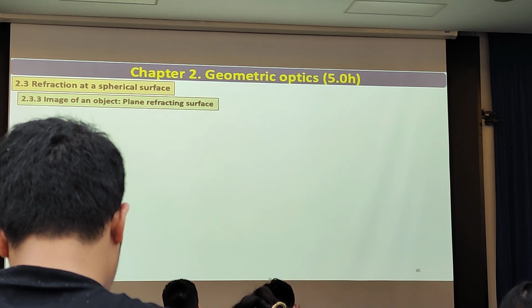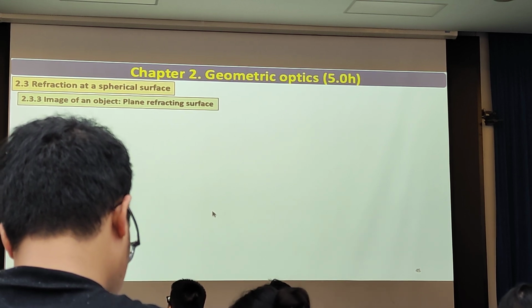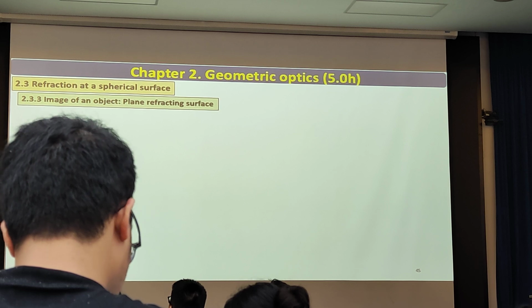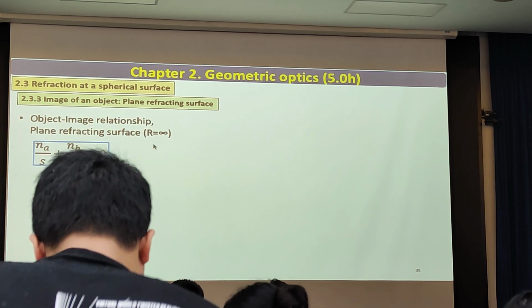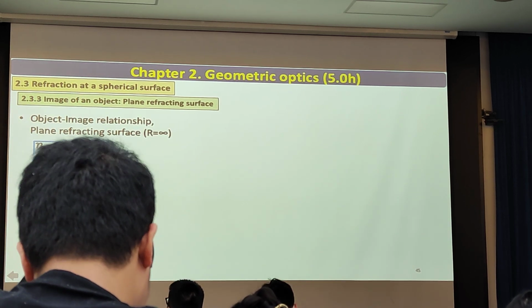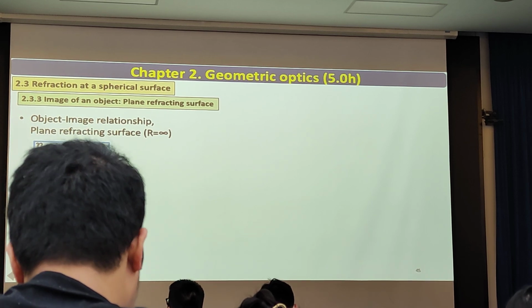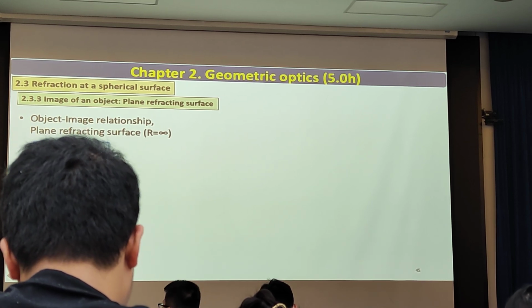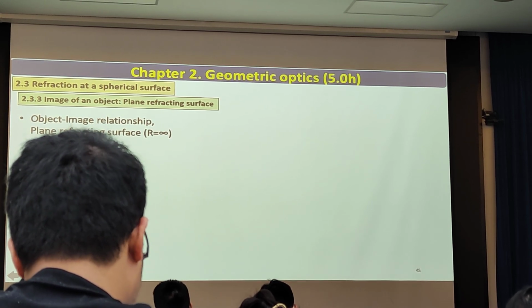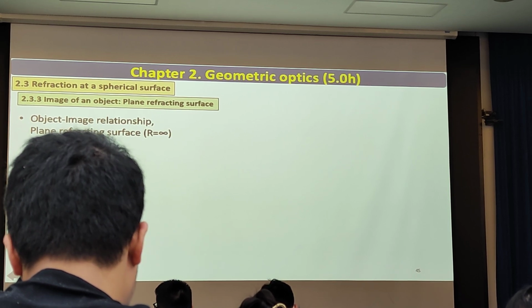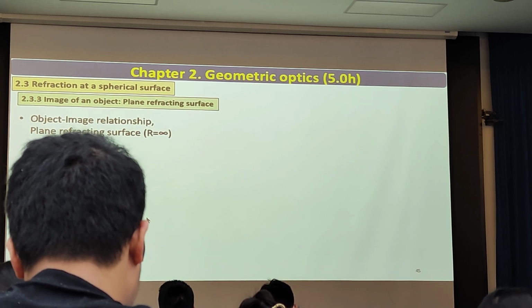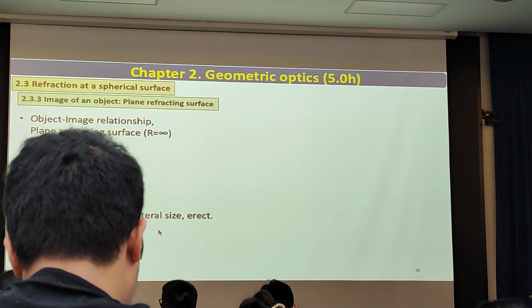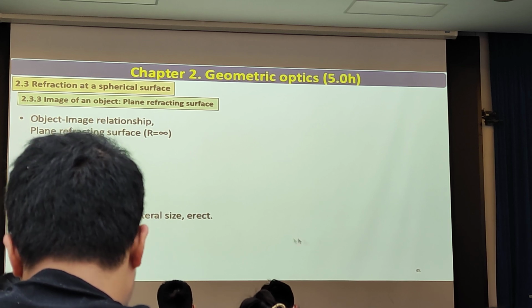Okay. So then we come to the plane refracting surface. So in that case, R goes to infinity. Yes, R goes to infinity. So you will have NA over S plus NB over S prime. Instead of NB minus NA over R, it will go to 0. And then you have M equal to 1. Yes, so the same lateral size and erect as well.